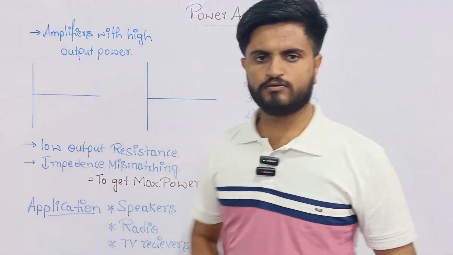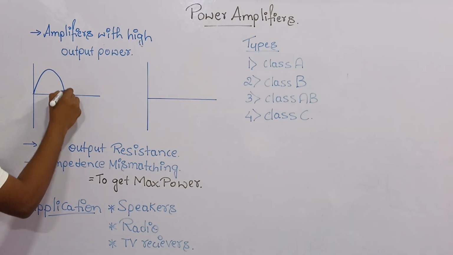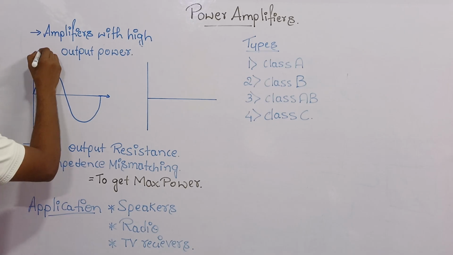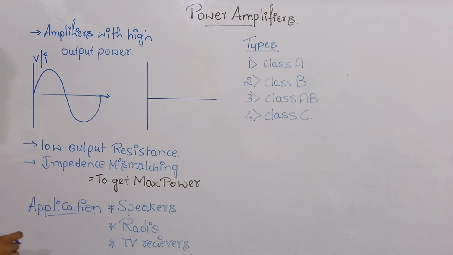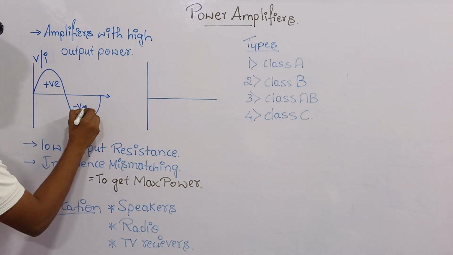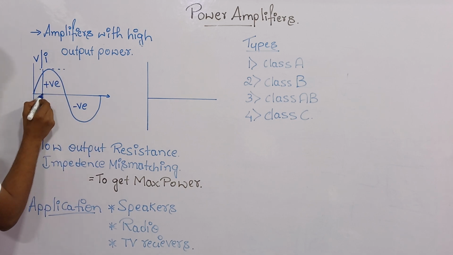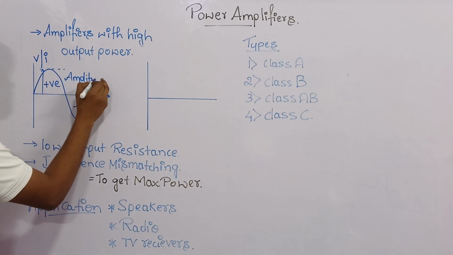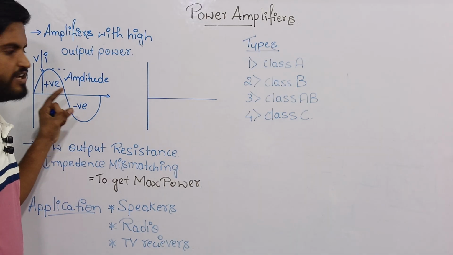Now if you see here, I will draw the graph of the signal. So this is the signal I am taking. It may be a voltage or current signal. So if you see here, this is the positive half cycle and this is the negative half cycle. This total height from here to here will be called the amplitude. Same in the case of the negative half cycle also.